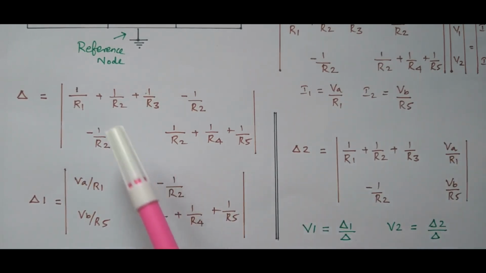Now we can find the determinant values of delta 1 and delta 2. From that we can find V1 and V2. The formula is available: V1 is delta 1 by delta, and V2 is delta 2 by delta. By using this formula, we can find V1 and V2. So in this video we saw what nodal analysis is and how to find the node voltage by using two methods, equation method and matrix method.